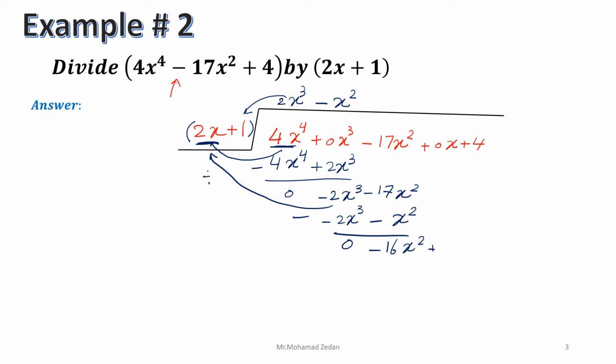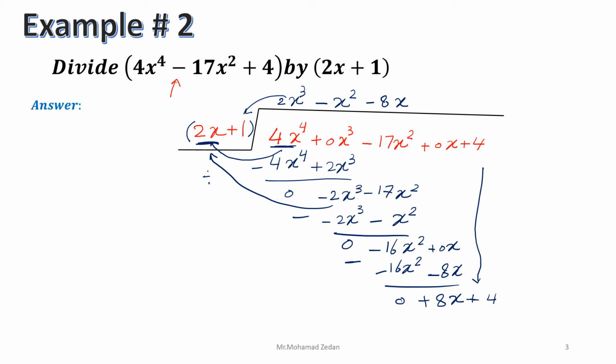This is 0. Negative 17 minus negative 1 is negative 16x squared. Bring 0x now. We don't have x, but it's 0x. Negative 16x squared divided by 2x is negative 8x. Multiply back, you get negative 16x squared minus 8x. Subtract 0 here. 0 minus negative 8 is positive 8x. Finally, bring 4 here, just plus 4. And now divide 8x by 2x. The answer is 4. Just write 4 here.